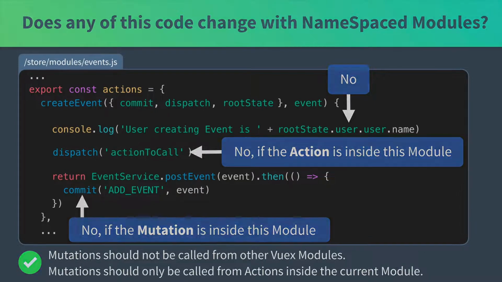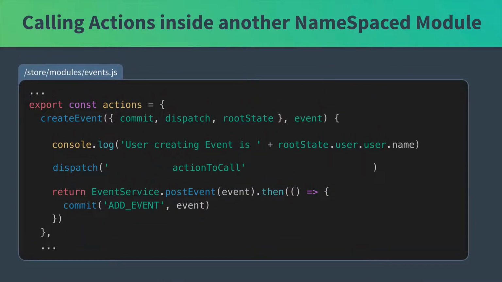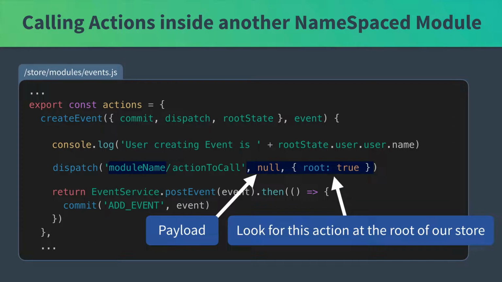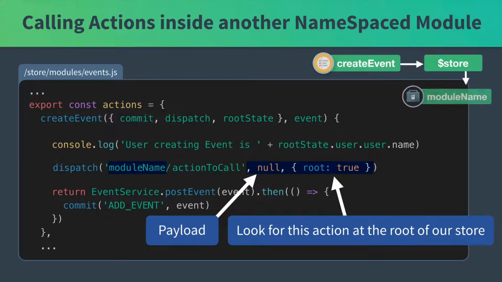But what if the action is inside another namespaced module? How would I call it? I would call moduleName/actionToCall. The second parameter would be null. That's the payload. If the payload had a value, we would send it in there. If we don't, we simply send in null. And then we send in root: true. That tells dispatch to look for this action at the root of our store. So basically, inside create event, it's going up to the root of our store, looking inside moduleName, which then has the action named actionToCall.